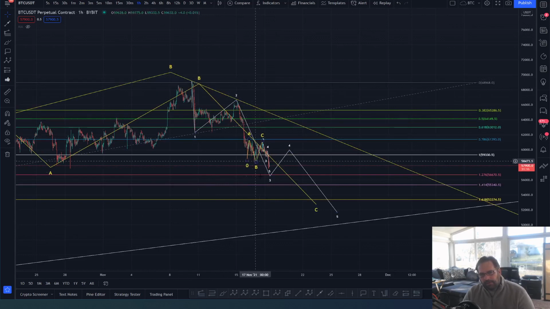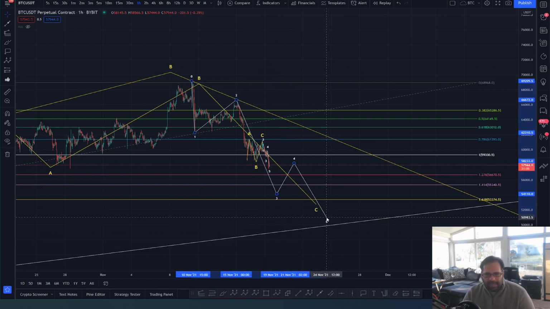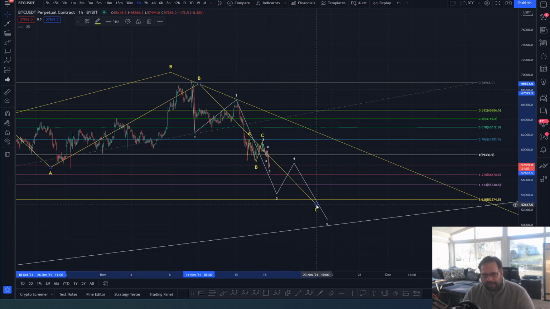I got a 1, 2, looking for this third wave to finish up. I don't know where this third wave is going to end, but looking for that to finish, then a fourth, and then a fifth, somewhere down here between 48 and 53K in that range. Okay, let's just say 50K for an easy number to work with.